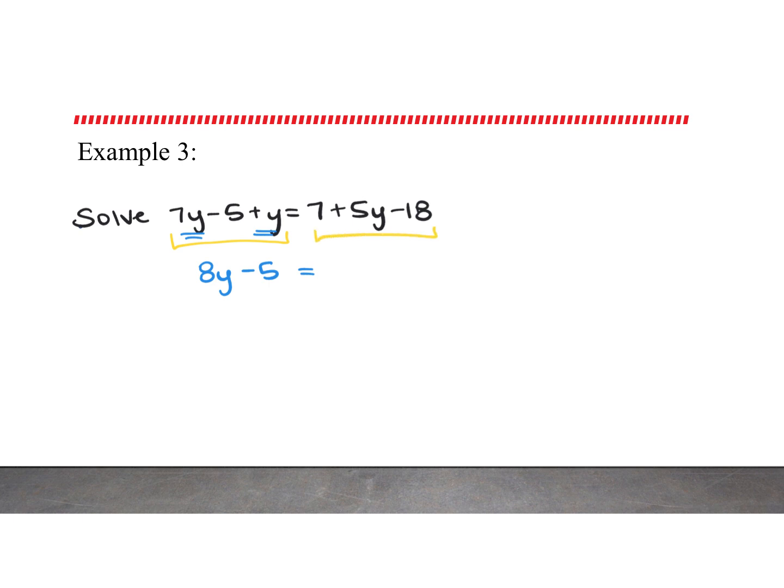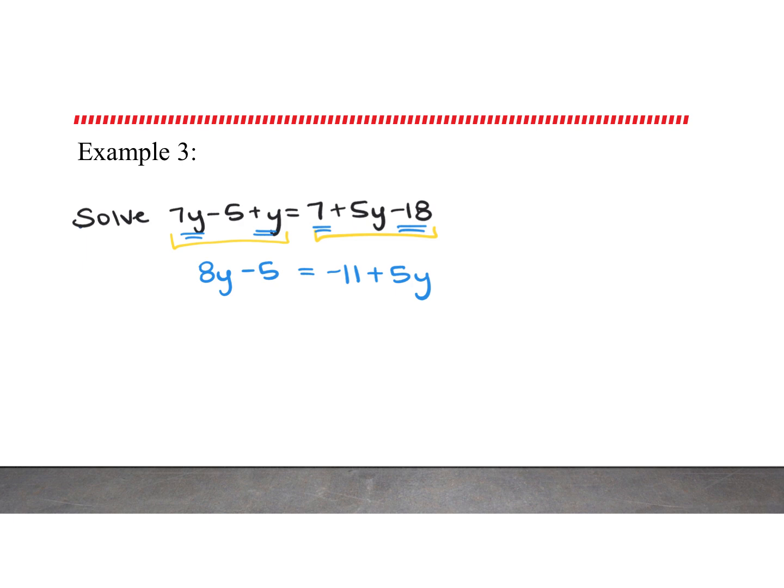Then on the right-hand side, the terms that we can combine are both our positive 7 and our negative 18. So when we combine those, 7 minus 18, we get negative 11 plus 5y. I'm done combining like terms, so now I'm going to start adding and subtracting to get all of our terms moved around. This time I have a y, our variable, on both sides of the equation.